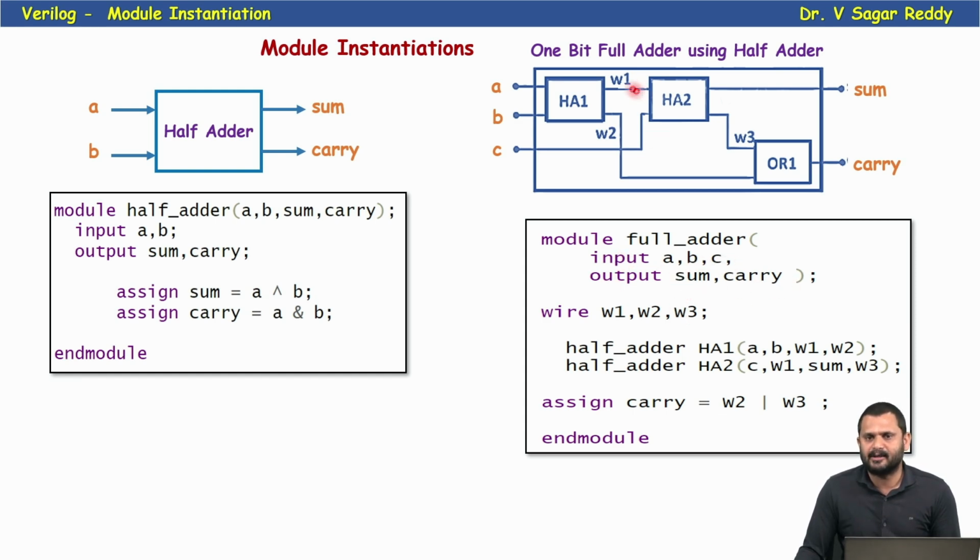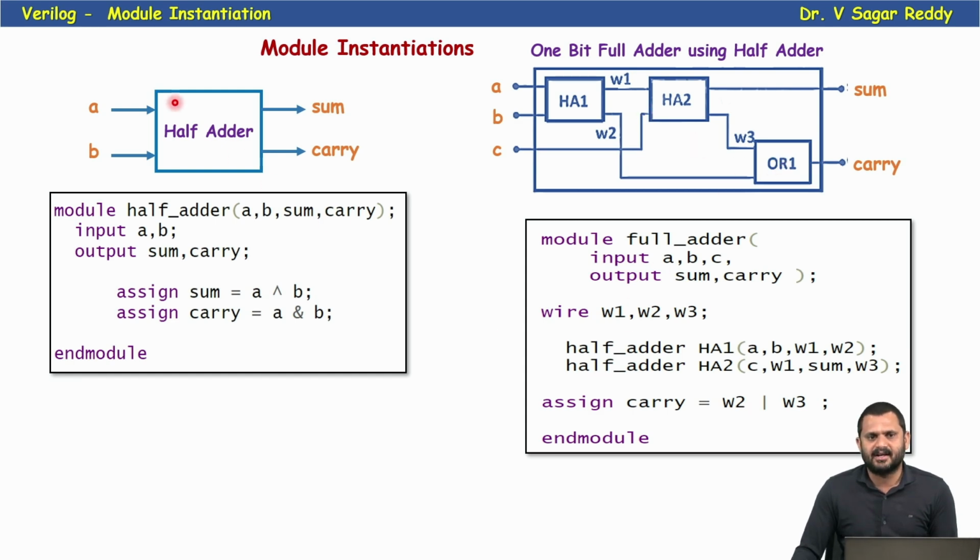These are the intermediate signals W1, W2, W3. Those are declared as wires. Already we know the concept of wire in Verilog. Why do we need this wire data type? To connect different entities in a given model, we use a wire. Clear? Right. Now see, we have two half adders and one OR gate.